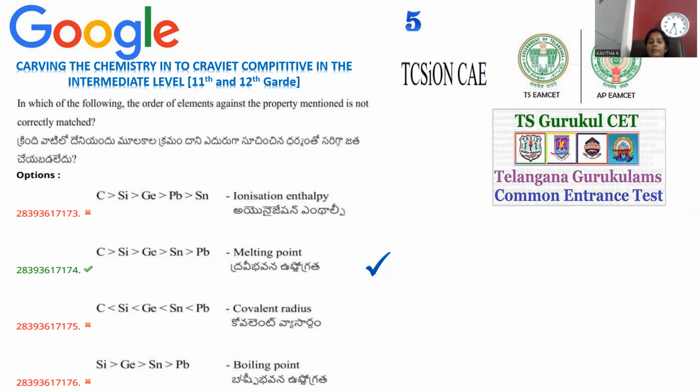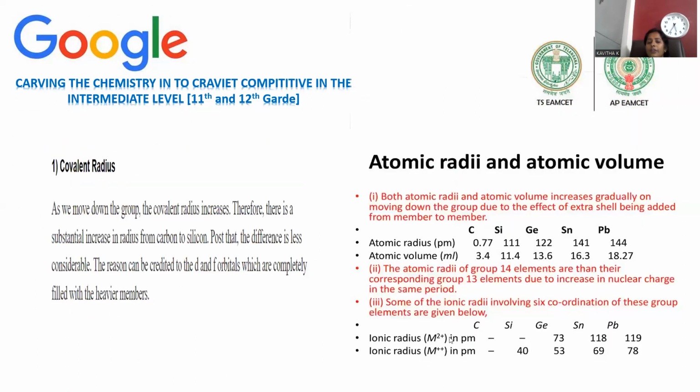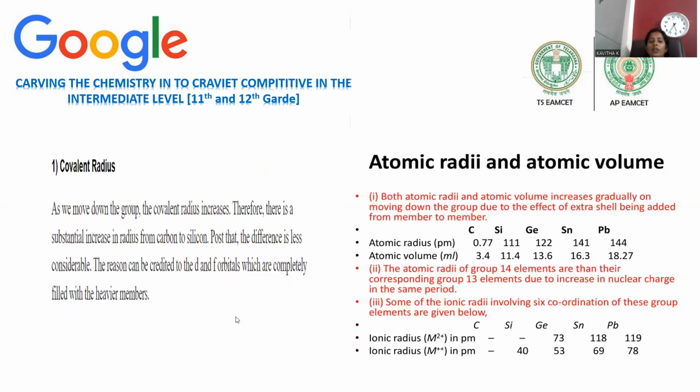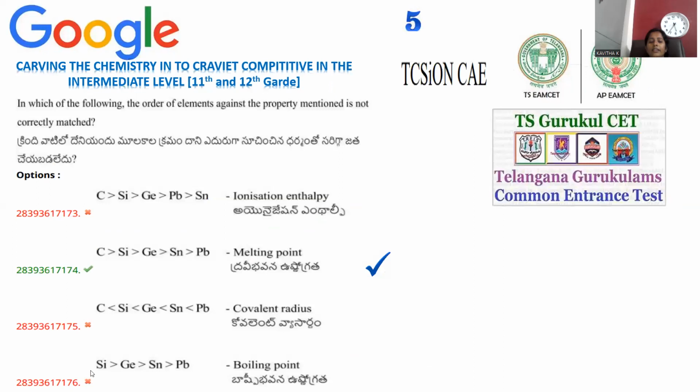Boiling point values. If you observe the boiling point values here, silicon is having 3,550, germanium 3,123, tin is having 2,896, 2024 for lead. Gradually decreasing, no ambiguity. Entire values are decreasing. So silicon, germanium, tin, lead is mentioned. Carbon, whose boiling point need not be calculated, is not mentioned. So only the wrong answer is option number 2. For question number 5, option number 2 will be the correct answer.